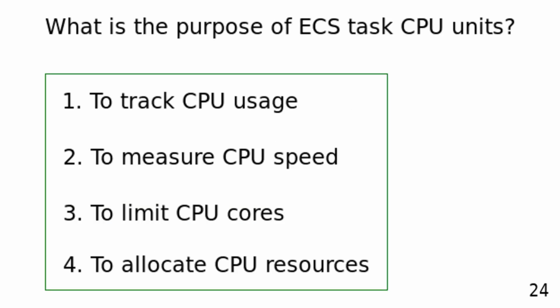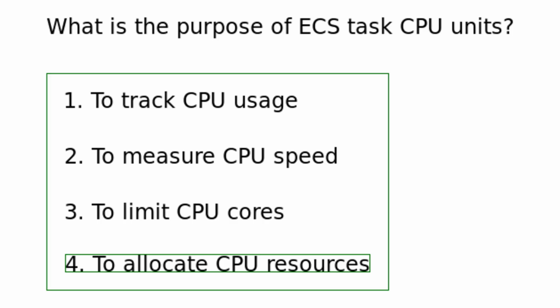What is the purpose of ECS task CPU units? To track CPU usage, to measure CPU speed, to limit CPU cores, to allocate CPU resources. ECS task CPU units allocate CPU resources to tasks, ensuring fair distribution.